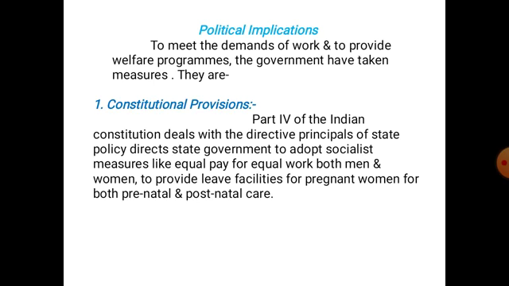To meet the demands of the workers and to provide welfare programs, the government has taken measures. Among them, the first one is constitutional provisions. So let's see what legal and constitutional things are provided by the government to these workers. Part 4 of the Indian Constitution deals with the directive principles of state policy, which directs the state government to adopt socialist measures like equal pay for equal work for both men and women, and to provide leave facilities for pregnant women for both prenatal and postnatal care.